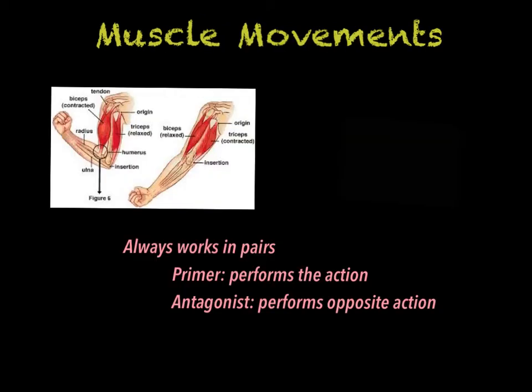Okay, muscles move always in pairs. The muscle movements, your muscles are always going to work in pairs. You have a prime mover and an antagonist. The prime mover is the one that performs the initial action, and the antagonist muscle will then perform the opposite action. And I've got a little video here that I want you to watch. I may have to work on getting it pulled up.